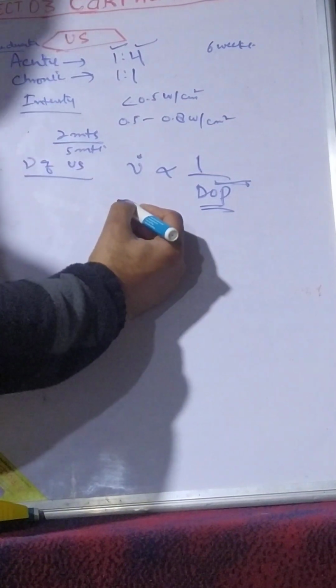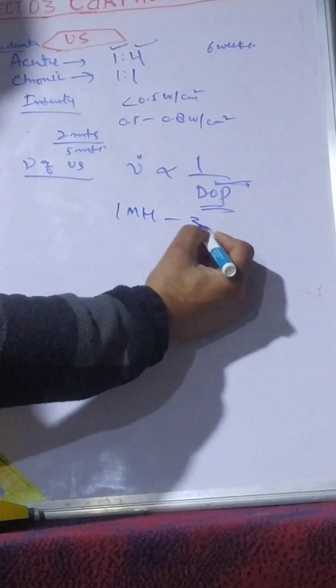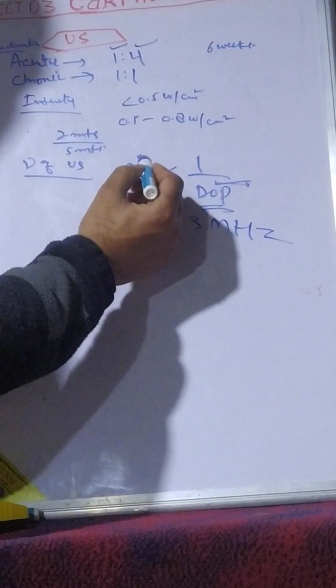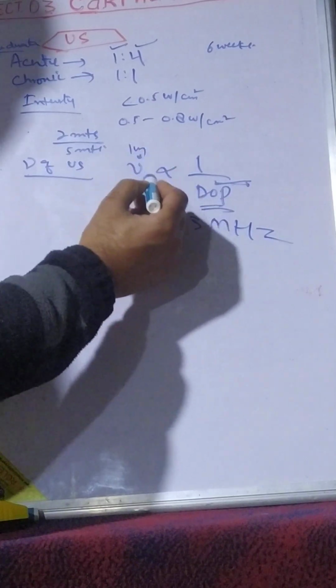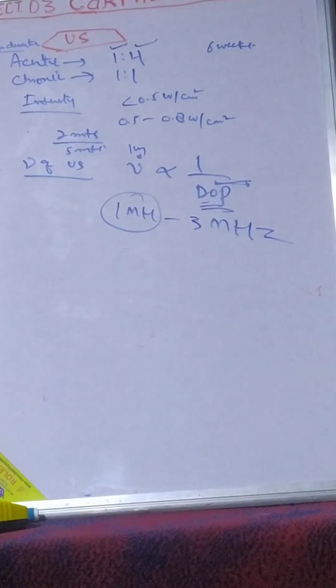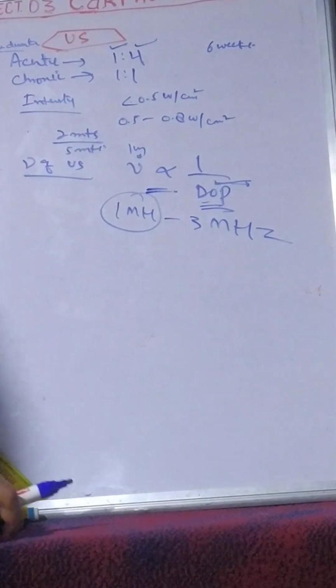Since in physiotherapy we are using 1 megahertz to 3 megahertz ultrasound, if you are using 1 megahertz, it will penetrate deeply because of the inverse relation. So 1 megahertz is the preferred frequency of ultrasound which is used.